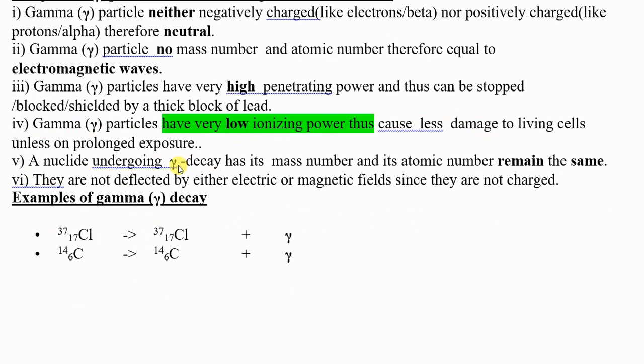I don't know whether you can call it Y, but this is gamma decay. Its mass number and its atomic number remain the same. Nothing changes. They are not deflected by either electric or magnetic field. Since they are not charged, they cannot be deflected. So everything remains the same. This is an example of a gamma decay.